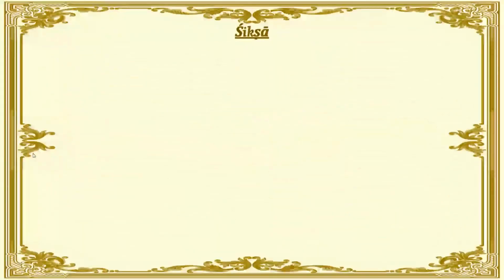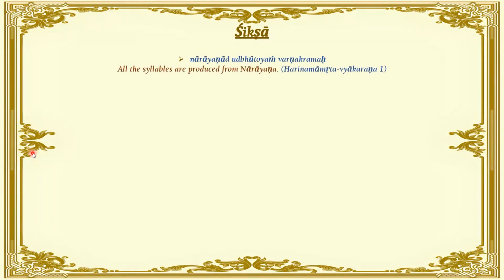It concerns the continuity of the words. We'll see this in the Vyakaran, but we'll just understand right now that there's a book written by Jiva Goswami, Harinamamrit Vyakaran, and this is the first sutra, Narayana Udbhotoyam Nakramaha.